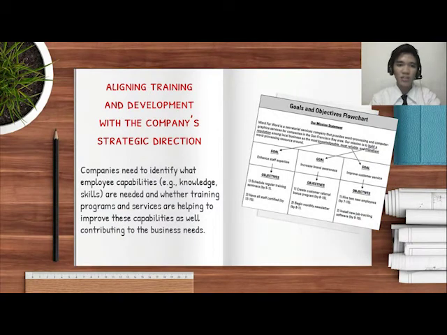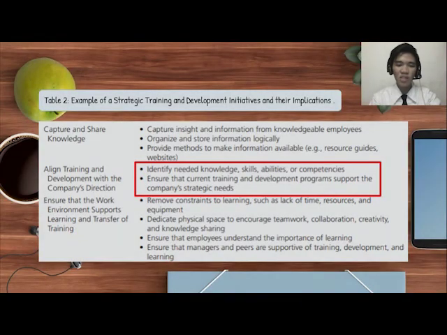Next, aligning training and development with the company's strategic direction. Companies need to identify what employee capabilities are needed and whether training programs and services are helping to improve these capabilities as well as contributing to the business needs. The implication for this is to identify the needed knowledge, skills, abilities, or competencies that the company is seeking, and ensure that the current training and development programs support the company's strategic needs.